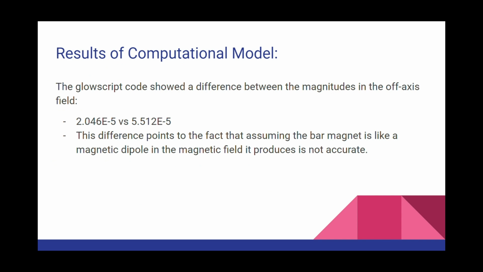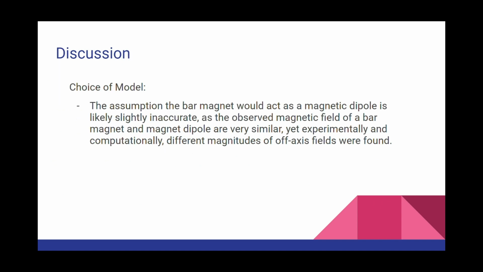This difference points to the fact that assuming the bar magnet is like a magnetic dipole in the magnetic field it produces is not entirely accurate. Discussion. Choice of model. The assumption that the bar magnet would act as a magnetic dipole is likely slightly inaccurate, as the observed magnetic field of a bar magnet and the magnet dipole are very similar, yet experimentally and computationally different magnitudes of off-axis fields were found.